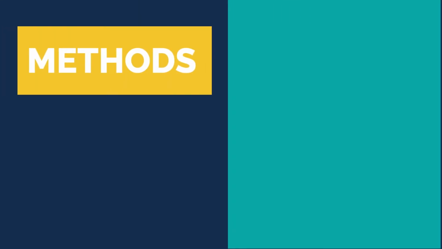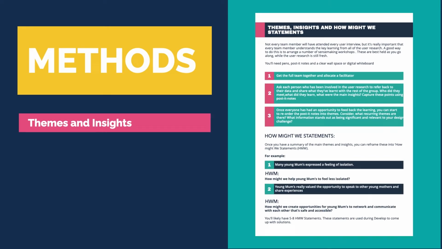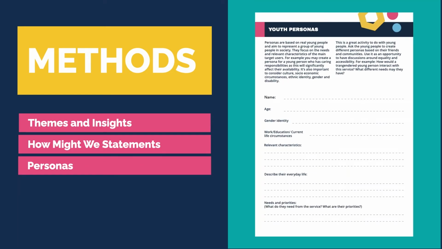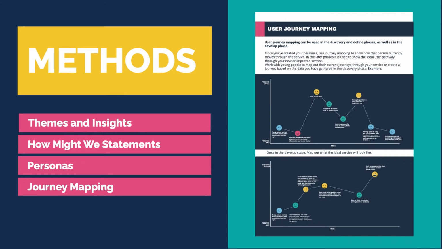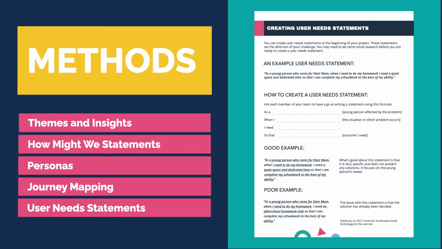There are a range of methods you can use with this step. A really good approach is to hold a themes and insights workshop with your team and also bring in how might we statements. Both of these methods are in the toolkit. Personas is another very useful tool to use in this phase. You've now spoken to a whole range of young people, and you can use this information to build up a number of different youth personas to represent your different service users. Journey mapping. And one of my favourite methods to use during the define phase is to create user needs statements. More information on that can be found in the toolkit.